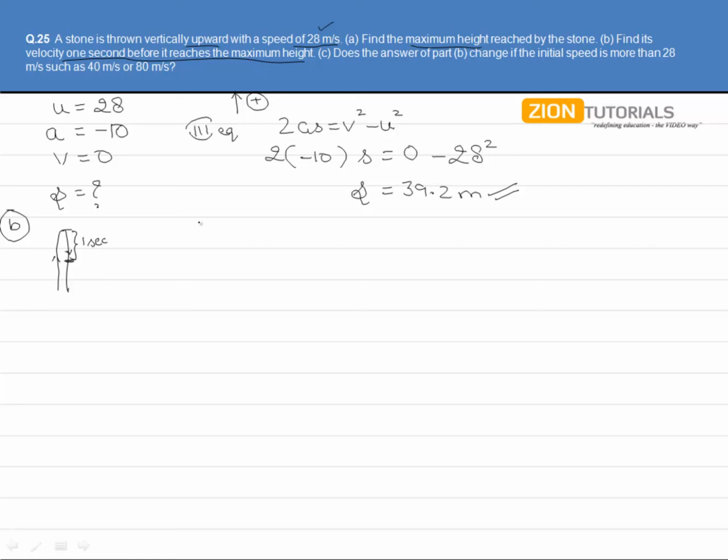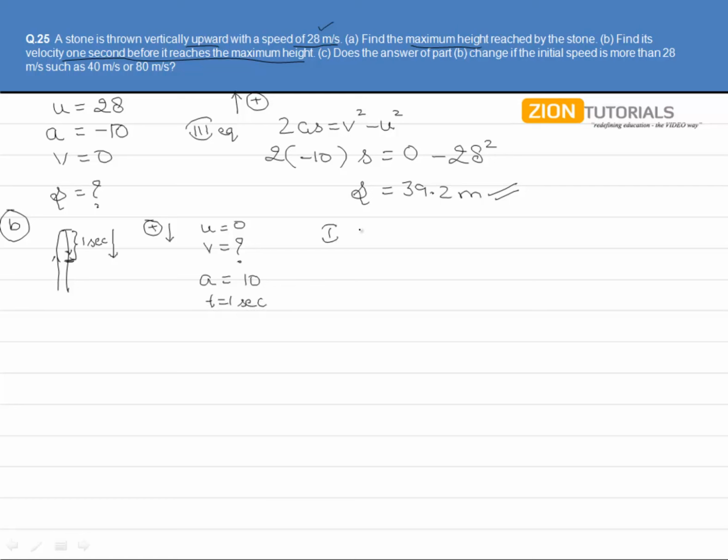Now, if we consider this much of the motion, then we can say that the initial velocity is 0. Final velocity we need to find out. And moreover, in this case, let us assume downward direction to be positive. Then we have the acceleration as plus 10 and time equals 1 second.